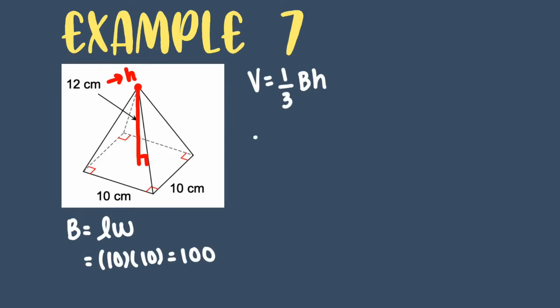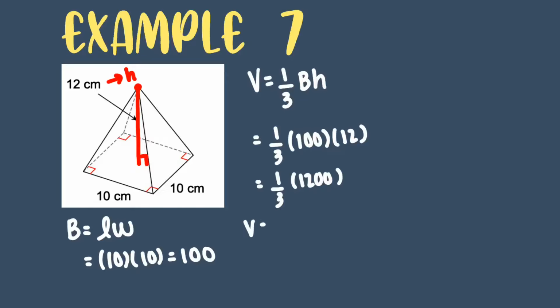So then I put in 1/3 times my area of the base, which is 100, times my height, which is 12. When you do 100 times 12, you should get 1200. And then your last step, you either multiply by 1/3 or divide by 3, and this tells you that the volume of this square pyramid is 400 centimeters cubed.